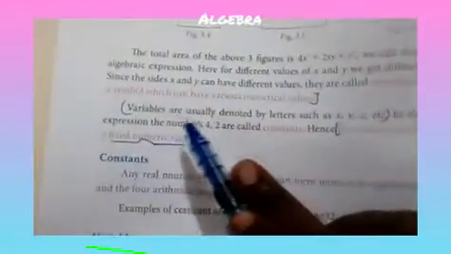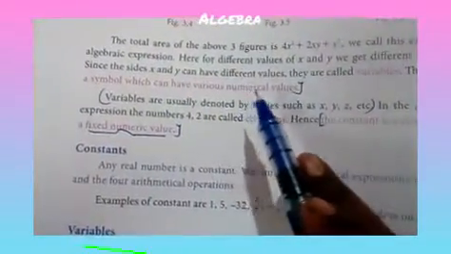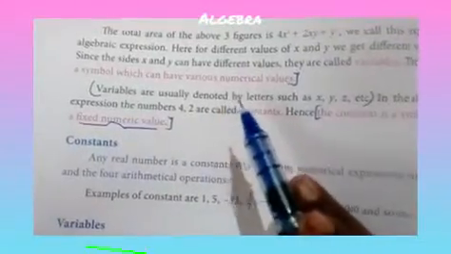First, variable. A variable is a symbol which can have various numerical values. Variables are usually denoted by letters such as x, y, z, etc.